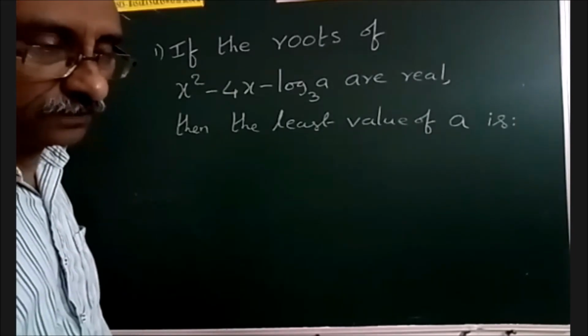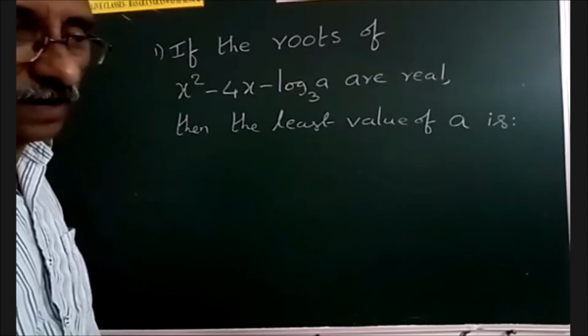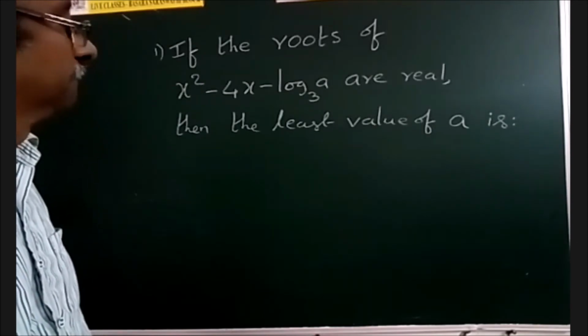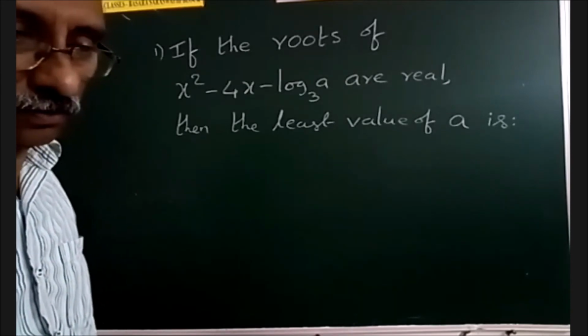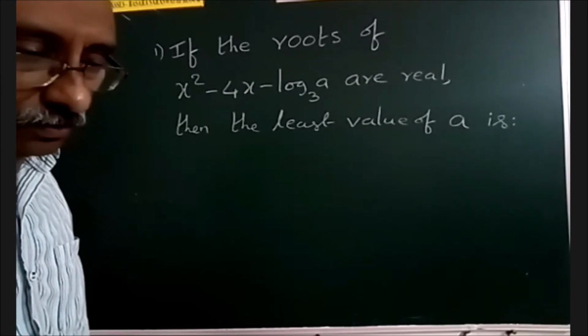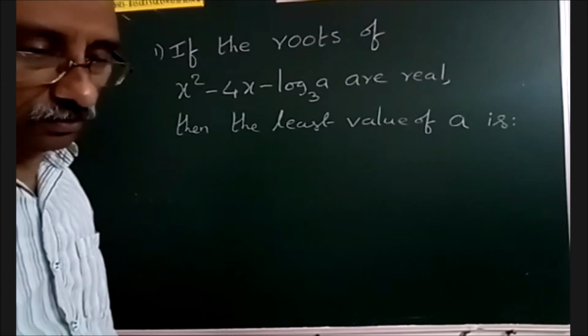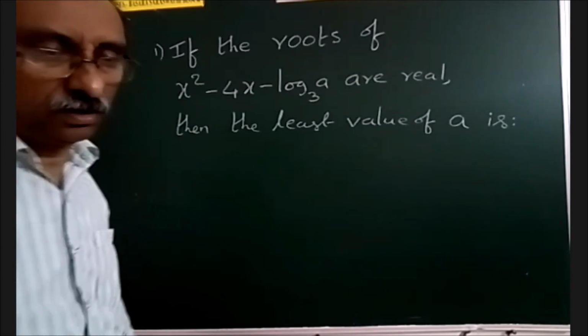Sir, the solution of 3x square plus 2x plus... Which problem? Sir, the previous problem. Sir, the roots are minus 1 plus 2 root 2 i by root 3, comma, minus 2 root 3 i minus 1 by root 3.